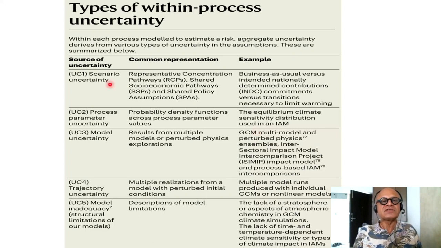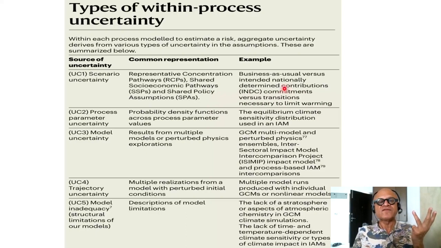So the sources of uncertainty are categorized here as scenario uncertainty, process parameter uncertainty, model uncertainty, trajectory uncertainty, and model inadequacies, so structural limitations of the model constructions themselves. Okay, so the common representation of each of these, for example, scenario uncertainty, we use representative concentration pathways, shared socioeconomic pathways, and shared policy assumptions, SPAs.